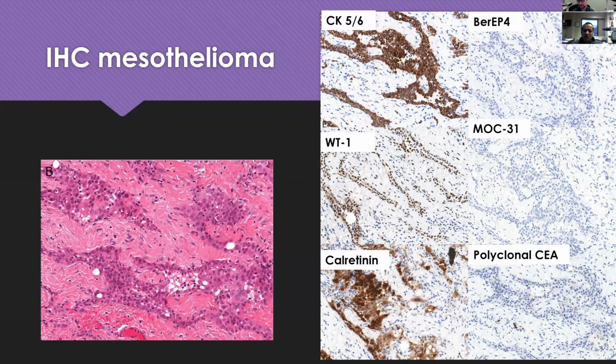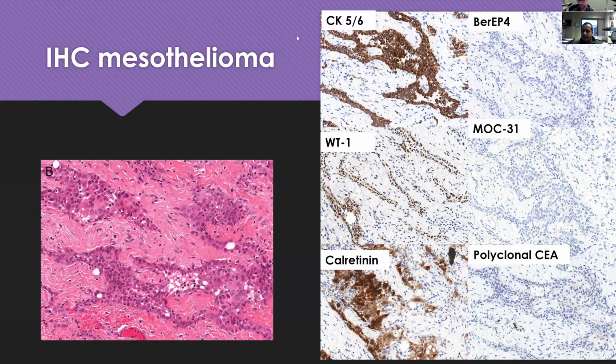And when one of them is negative, I'm not too concerned as long as the other ones are positive. So that's why the panel helps, because you can't really go with one, because each one of these can be negative in an occasional case. Definitely. And I always do at least two or three. I try and do at least three markers on both sides for carcinoma and mesothelioma.